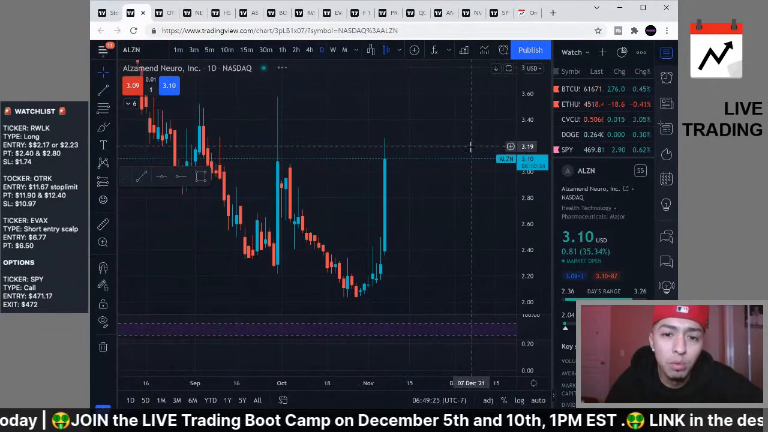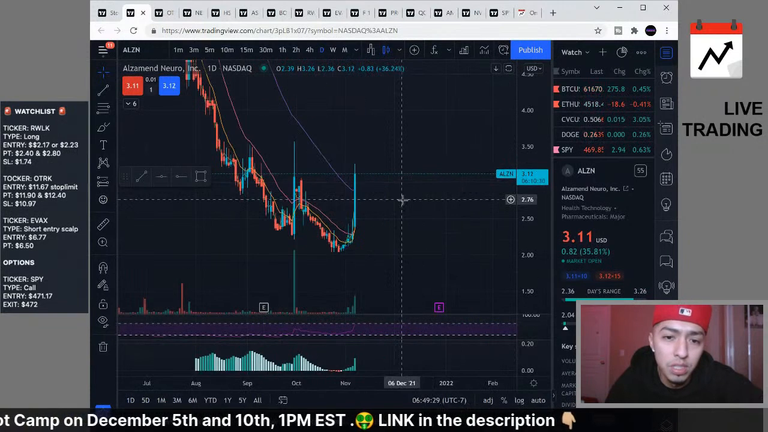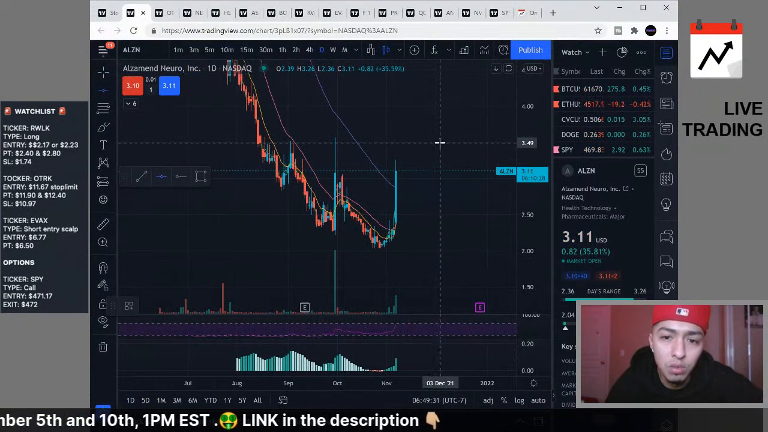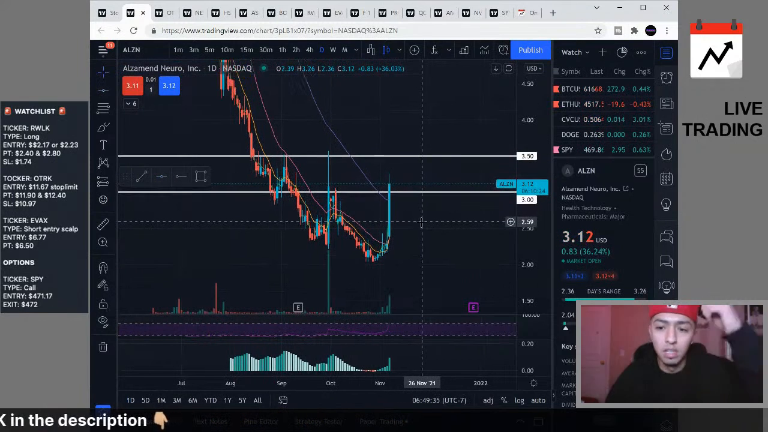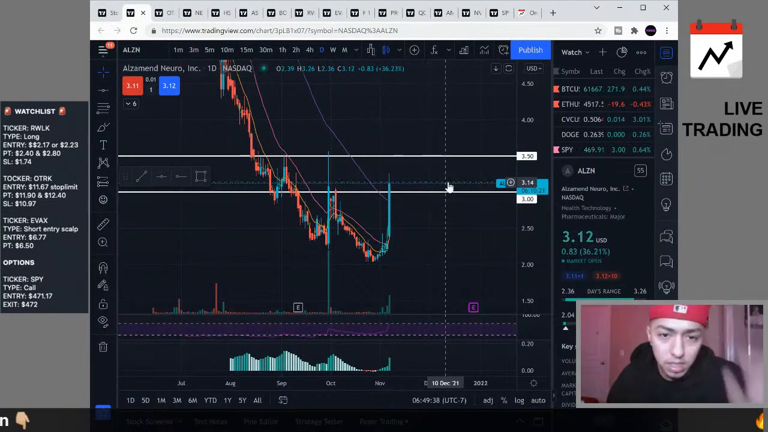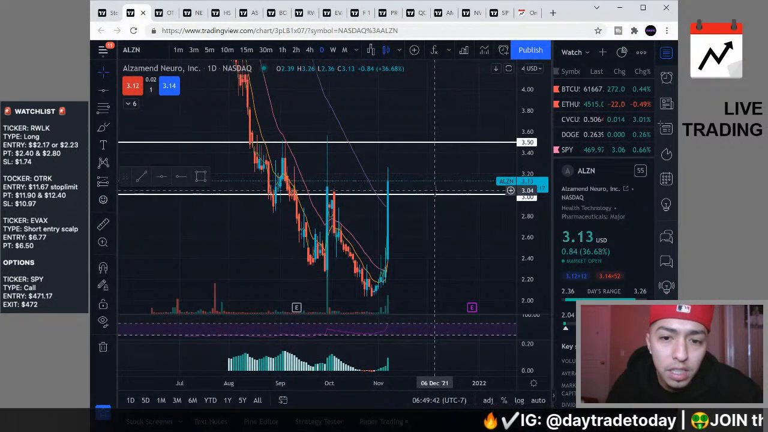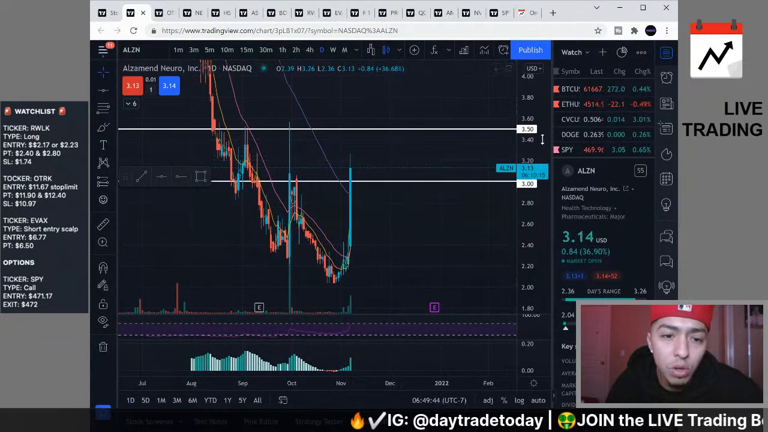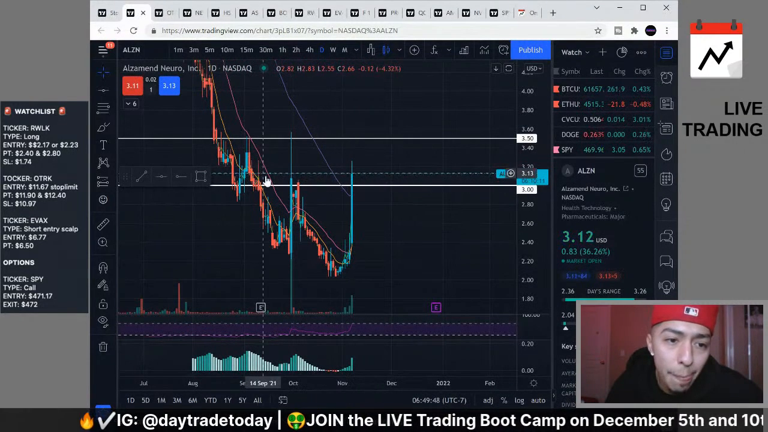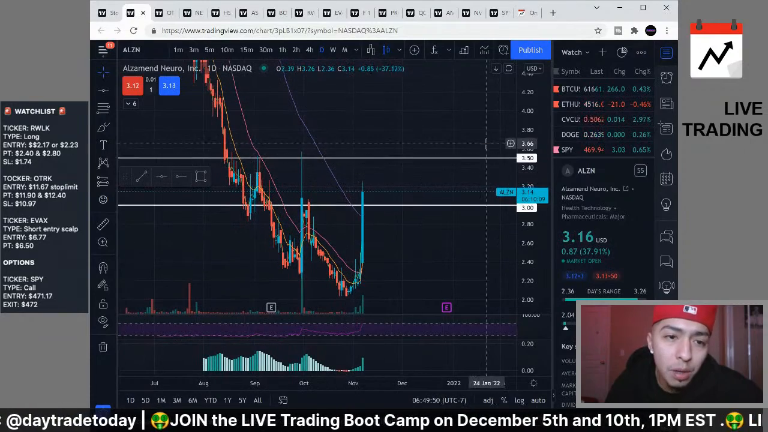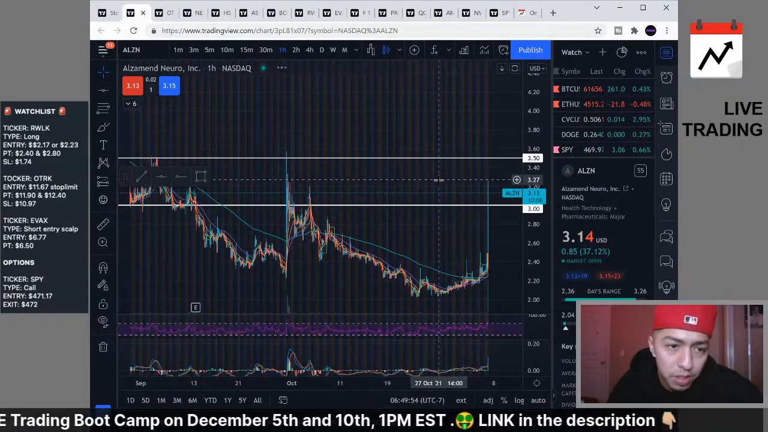So let's macro out real quick to the daily. Let's find some strong support and resistances. I'm seeing strong resistance here at 3.50. Support at $3. Okay, so what I'm seeing is we have a little bit of resistance around this area, 3, on the way up. Let's go into the 1 hour just to get a better picture.